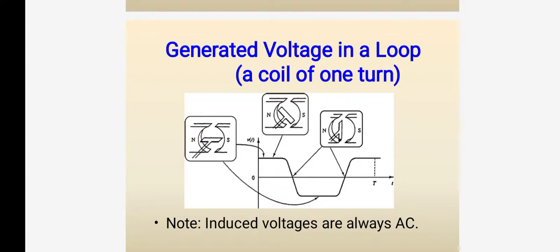The magnetic field is present. You can see here the conductor is first vertical, then it becomes horizontal. Based on this wave, the induced voltage is always AC, as we already know. Based on the commutator action, the AC is converted into pulsating DC.